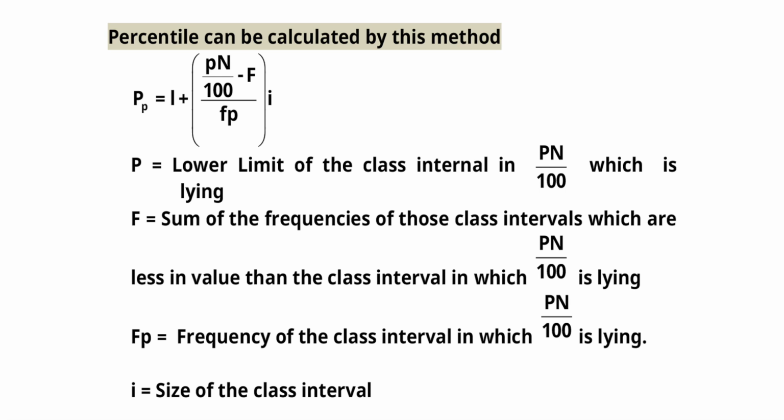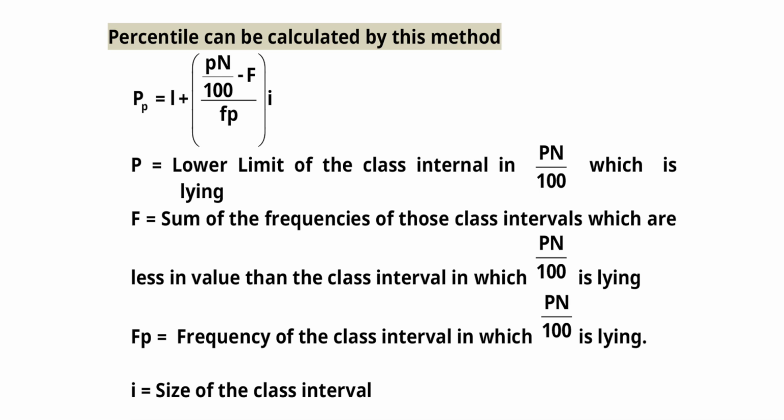You will identify the class interval in which Pn upon 100 is coming. You calculate the sum total of frequency of all the class intervals which are less in value in comparison to that interval. Fp is the frequency of the class interval in which Pn upon 100 is lying, and I is the size of the class interval. Now, this was the formula.